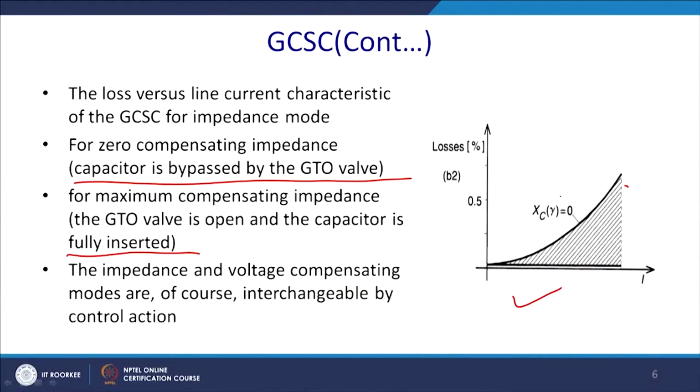So, this is the operation of the GCSC, and we can see that with increase of the current, there is a fixed conduction drop across the GTO. For this reason, the conduction drop will increase linearly with the conduction time, and thus with increasing I, generally the losses increase.